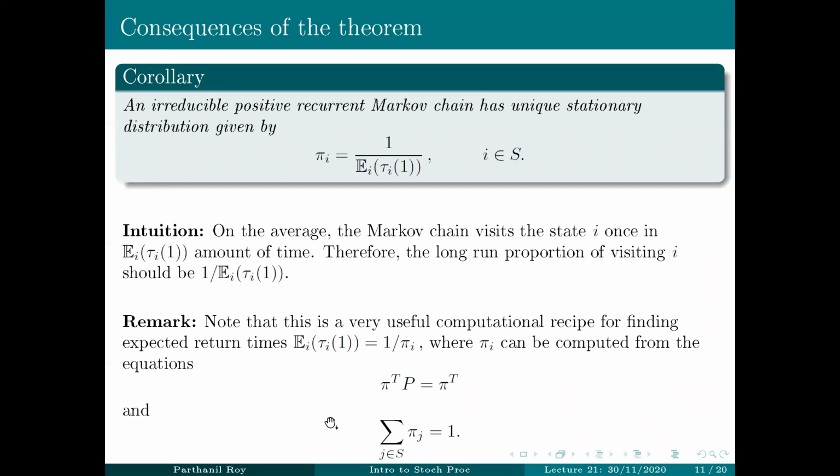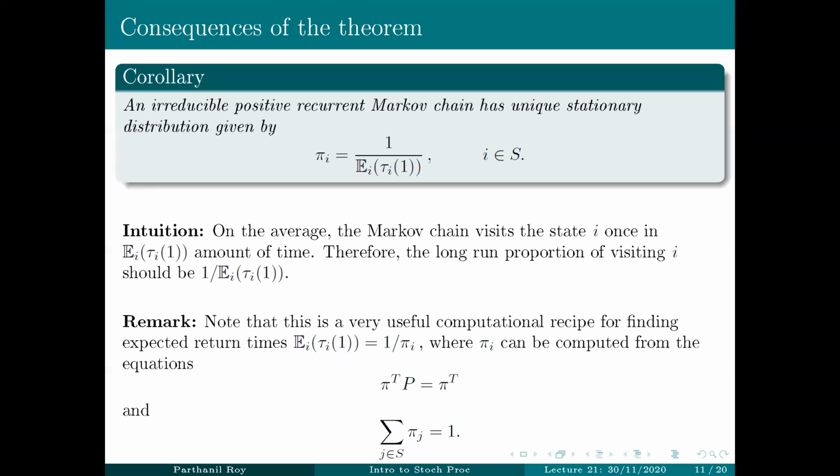Of course, this may not always be easy because this involves solving a system of linear equations. But in the cases where we can actually guess a pi, guess a stationary distribution, you can just verify that that is indeed a stationary distribution, which might be easier. And that will in turn give you the expected return time using this recipe.